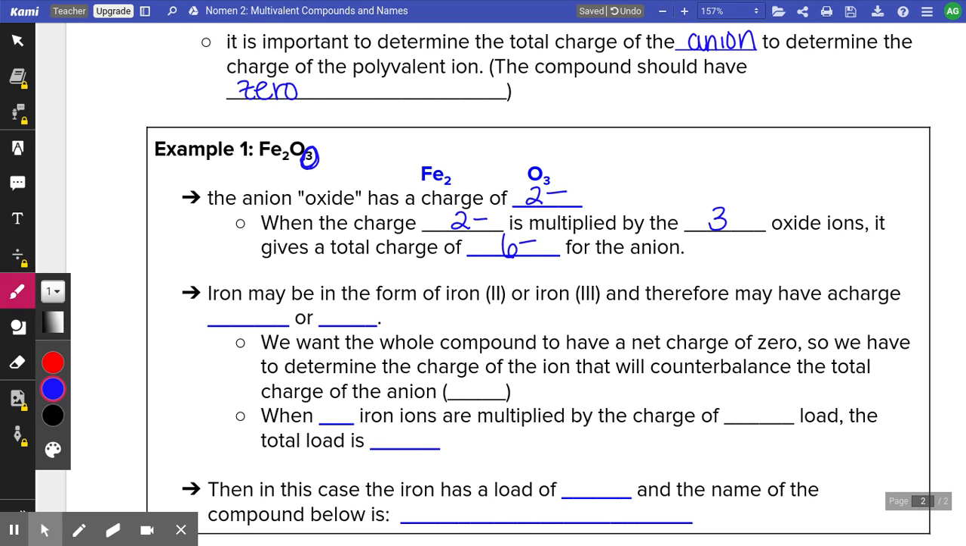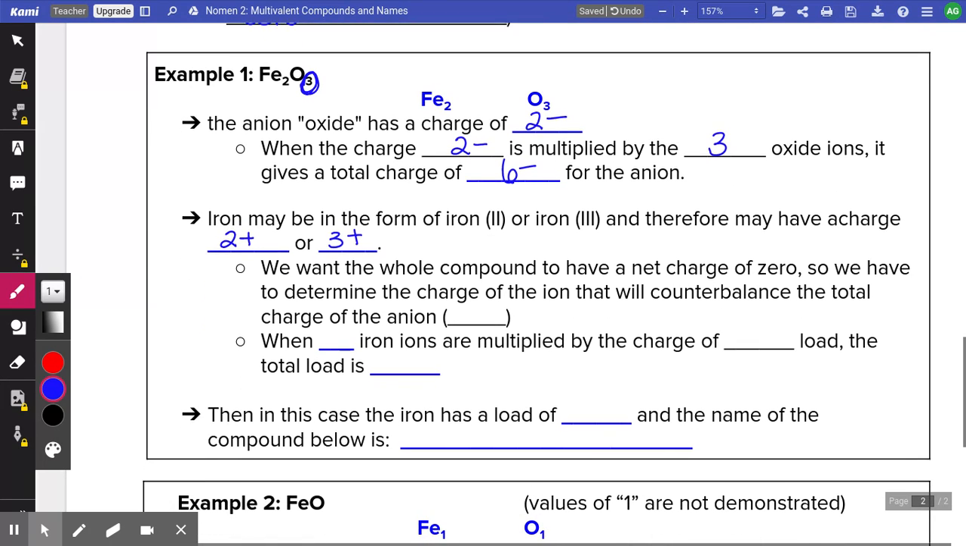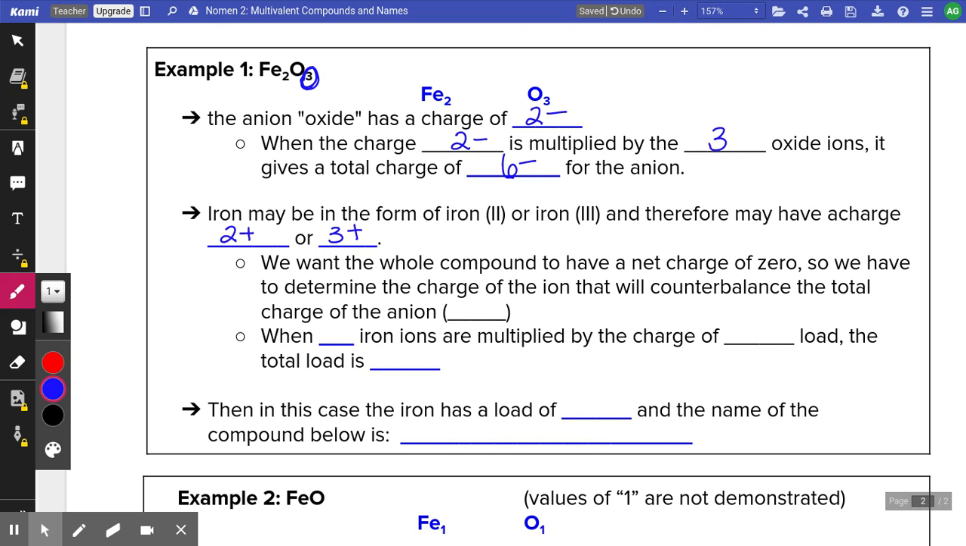Iron can be in the form of iron 2 or iron 3, and that would be information that you would gain from the periodic table. So it could have a charge of either 2 plus or 3 plus, because it's multivalent. We're not sure which one it is. But in order to determine the name of the compound, we need to know whether it's iron 2 or iron 3 in order to properly name it.